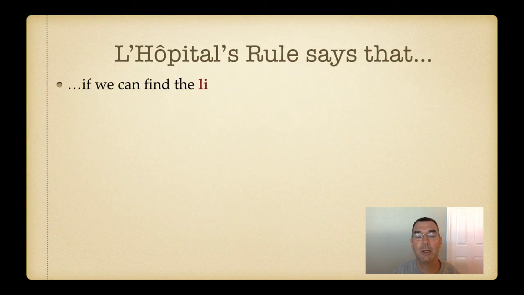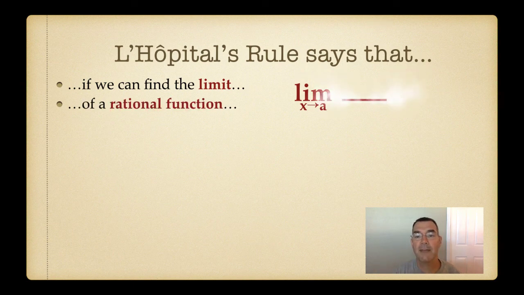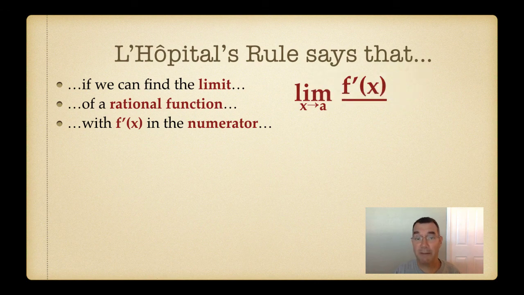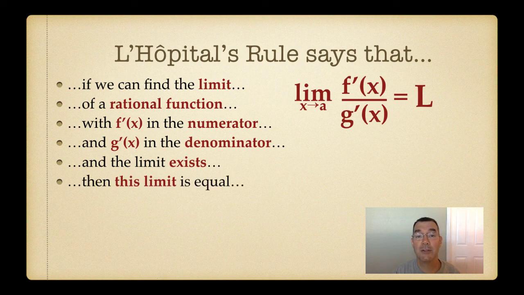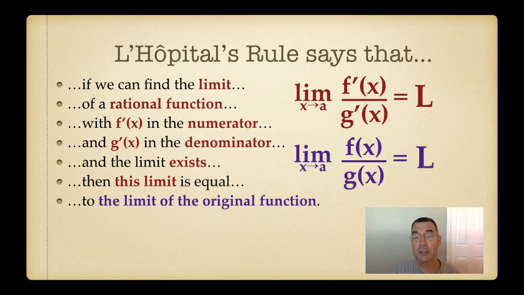Okay, so here's where L'Hopital's rule comes in. L'Hopital's rule says that if I can find the limit of a rational function, different function, where the derivative of f of x is in the numerator, and the derivative of g of x is in the denominator, and that limit actually exists and is equal to a number, then what L'Hopital's rule says is that that limit is equal to the limit of the original function.